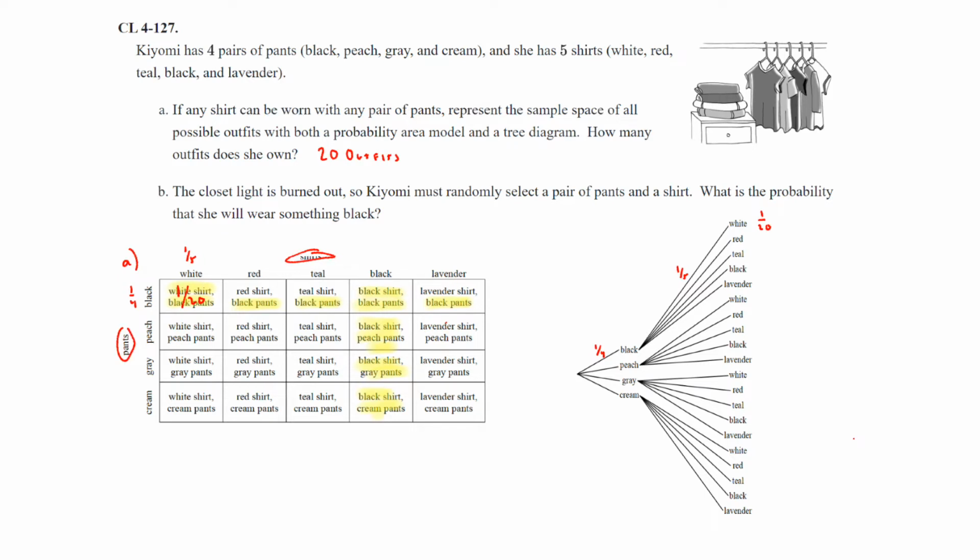So you can see that you're going to have 1, 2, 3, 4, 5, 6, 7, 8 possibilities out of 20. So 8 out of 20, and if you want to reduce that, you can reduce it by 4, or 2 out of 5, or 40% chance that she will have something black on.